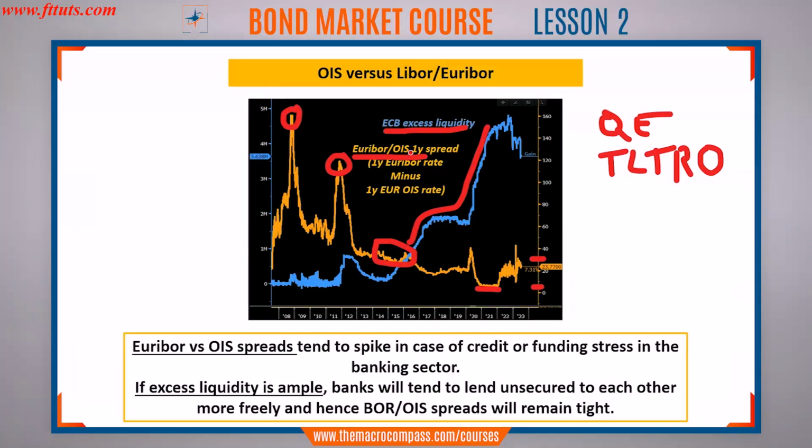So again, you follow OIS, both in Europe and in the US, or SOFR, as we will discuss in the US, if you want to understand pricing for risk-free rates over time. You can instead follow Euribor against OIS to get an idea of whether the monetary plumbing is working well or not.